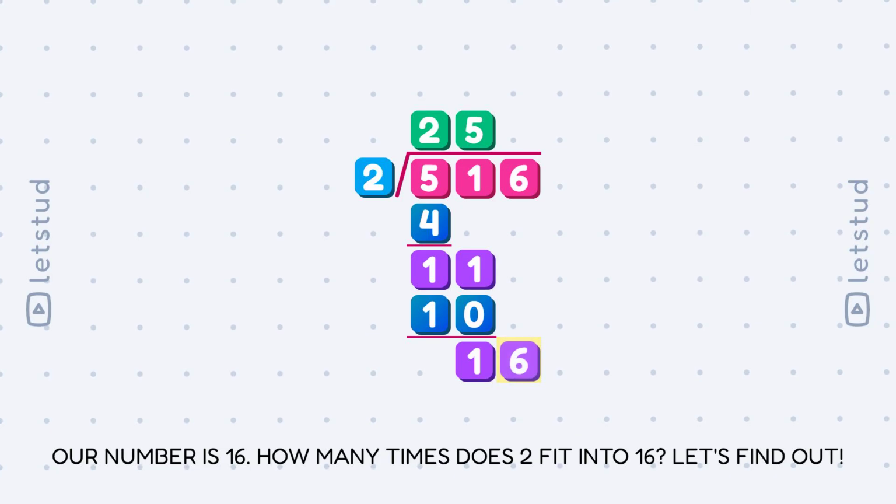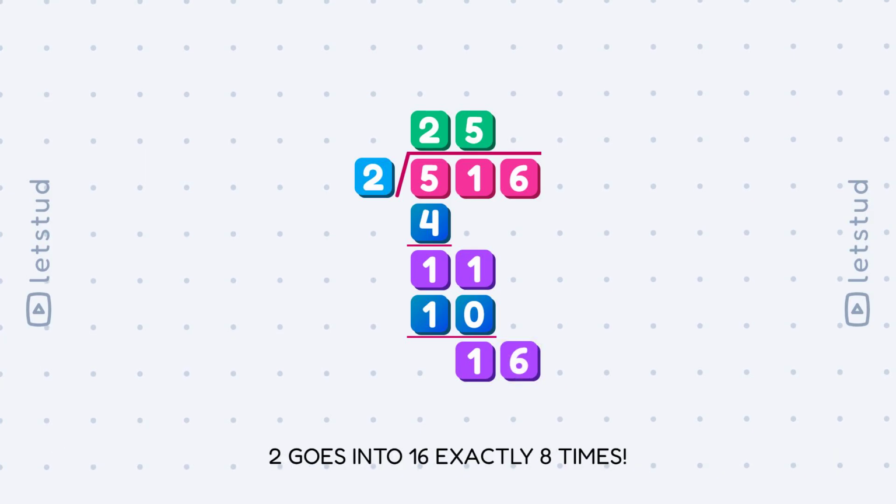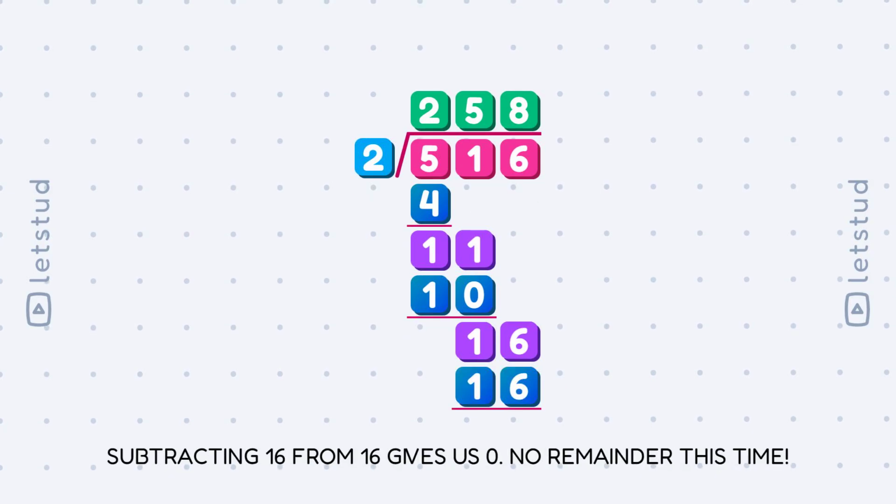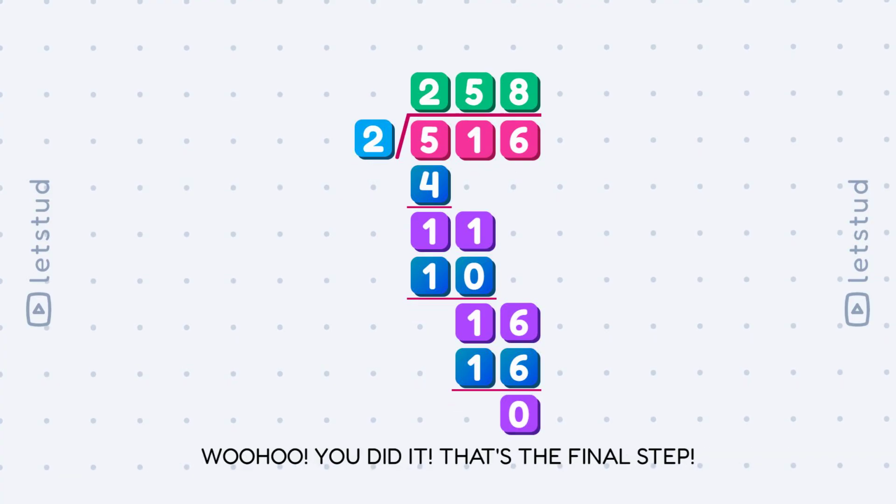How many times does 2 fit into 16? Let's find out. 2 goes into 16 exactly 8 times. Let's check our work: 8 times 2 equals 16. Perfect. Subtracting 16 from 16 gives us 0. No remainder this time. Woohoo, you did it.